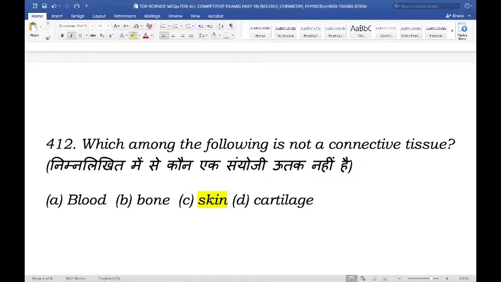Skin is composed of epithelial cells and is therefore not an example of connective tissue. The major types of connective tissue include bone, adipose, blood, and cartilage. Connective tissue is responsible for binding and support of other tissues.